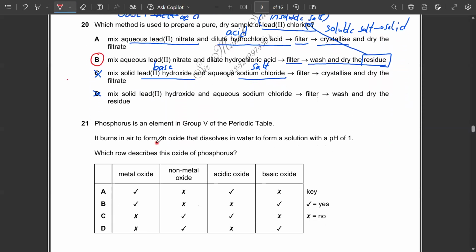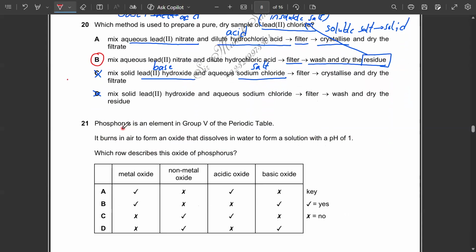Then question number 21. Phosphorus is an element in group 5 of the periodic table. It burns in air to form an oxide that dissolves in water to form a solution of pH 1. Which row describes the oxide of phosphorus?